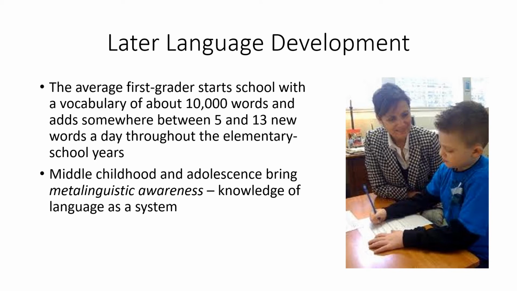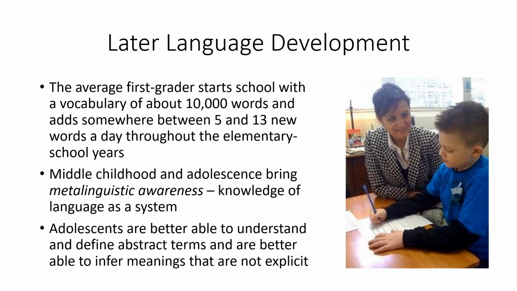In middle childhood and adolescence, you get metalinguistic awareness. This is where words themselves aren't as important as the knowledge of language as a system, where you begin to understand how language works, and through that, you're able to communicate in more effective ways. And along those terms, adolescents are much better able to understand and define abstract terms, infer meanings, stuff like that. And that's when we went back to Piaget's stages and how in adolescence the thinking becomes more abstract. Well, this is part of that: being able to think in a way that's more abstract allows you to understand and define language in a way that is more abstract.